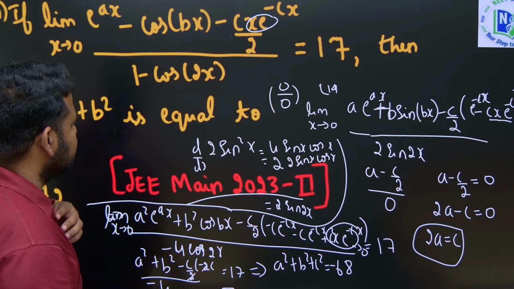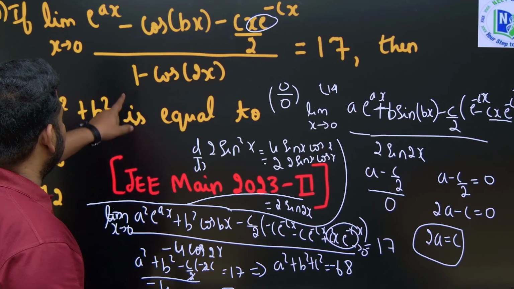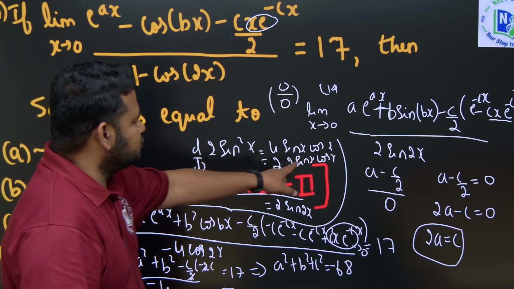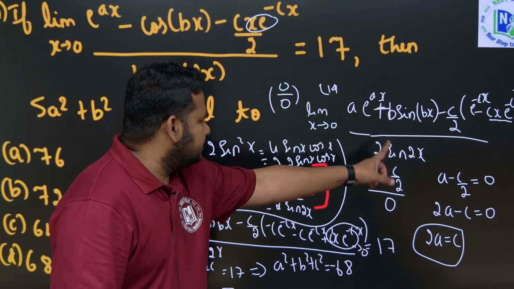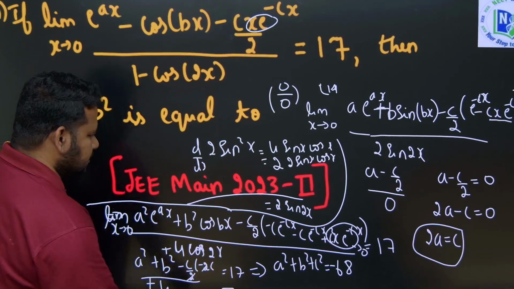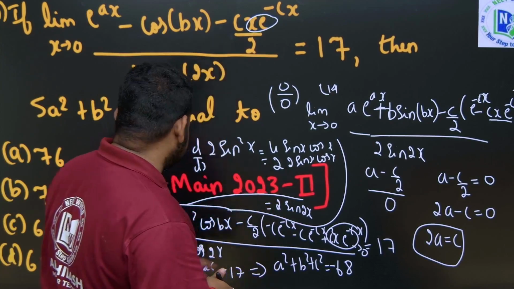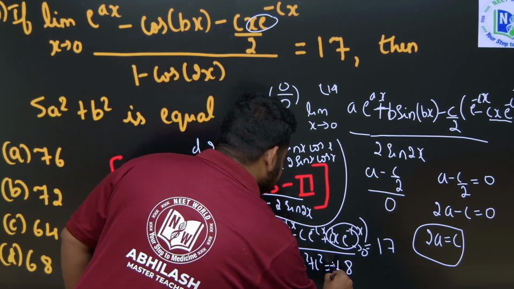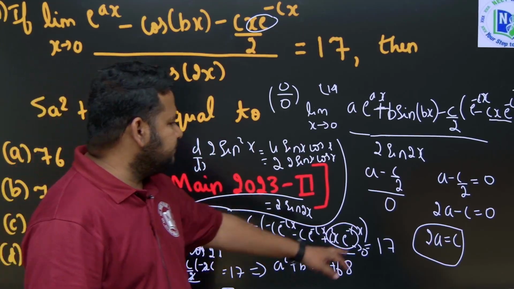Minus should not come actually. Let us see, 1 minus cos 2x, 2 sin 2x. Derivative of sin is not minus, sorry, this is plus. Derivative of sin is cos, but the integral of sin is minus cos. So the derivative of sin is plus, so this will become plus 68. So a square plus b square plus c square is 68.